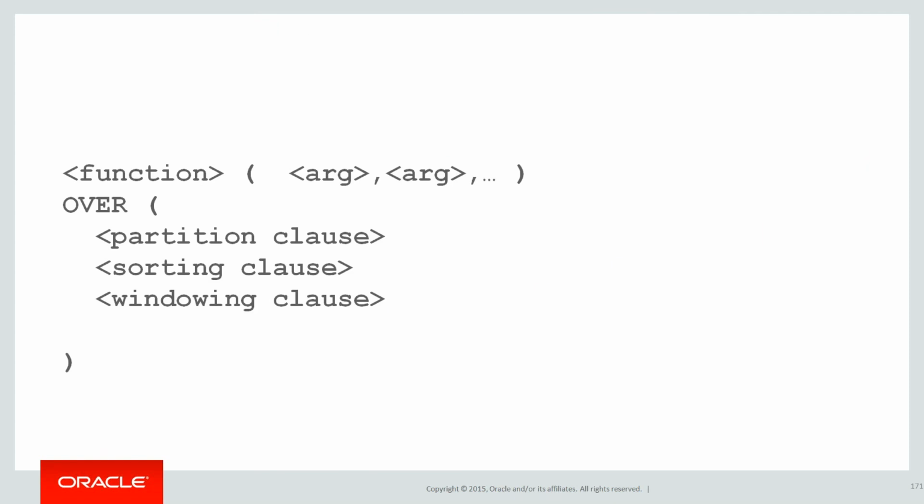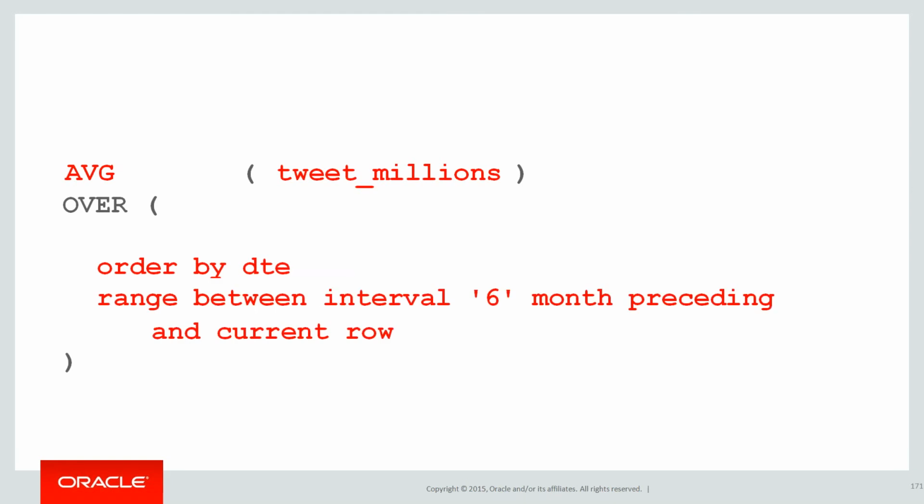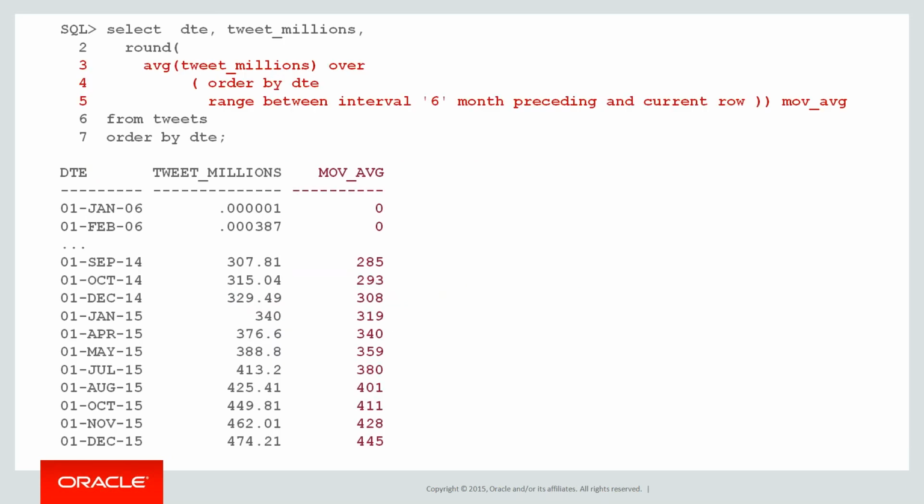So let's build up our analytic again. We're doing an average of tweet millions, we're not partitioning, we're ordering it by date, and our window clause wants to be 6 months. So we're doing range between an interval that's 6 months large, preceding, and the current row. That is a 6-month moving average. We plug it into our data, and there's our moving average. Now, moving averages are one of those things that are so common in Excel because everyone says, oh, I can't do that in SQL. It's really, really easy to do once you start using things like the window clause.